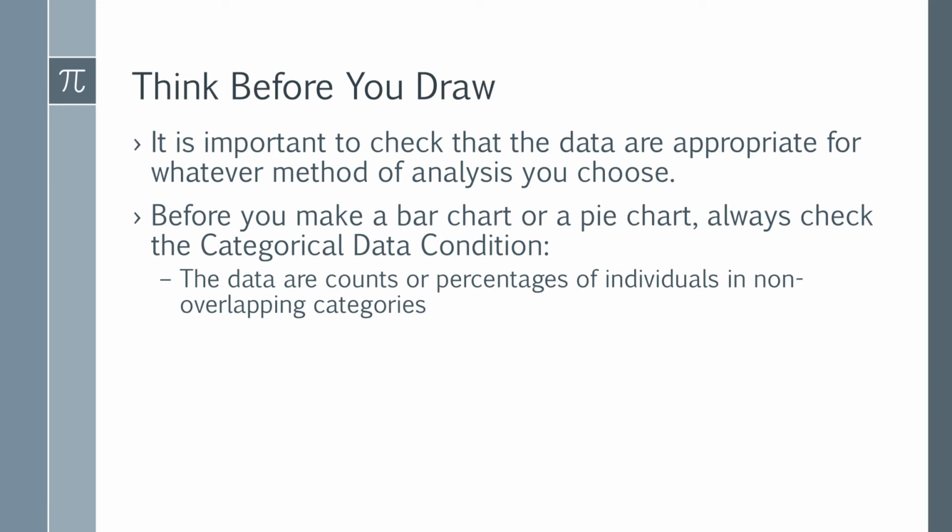The other thing you want to think about is the categorical data condition. The data counts or percentages should not be overlapping, which means you should not have a record that falls into more than one category. Those should be mutually exclusive. You don't want a data point that's in category 1 and in category 2. Your data point is either in category 1 or in category 2, not in both.